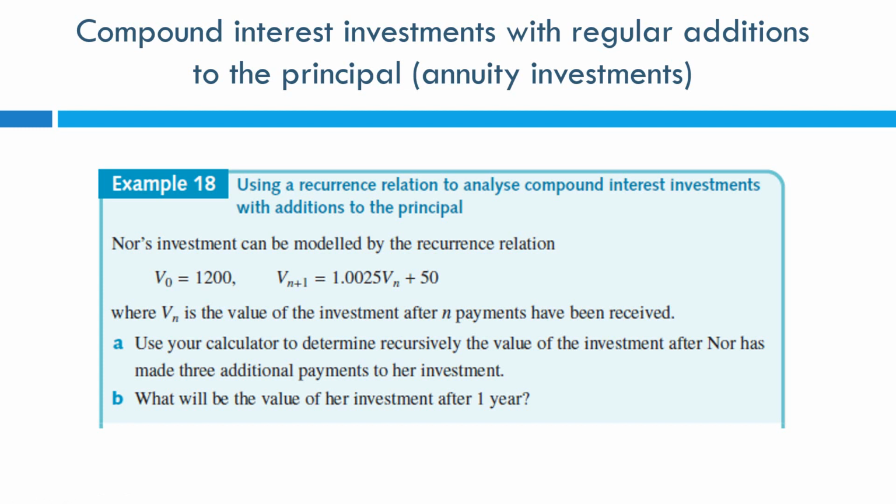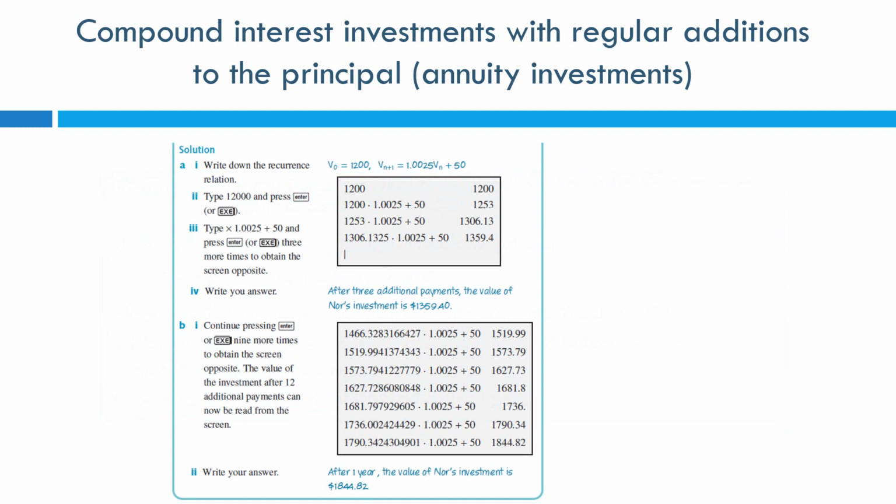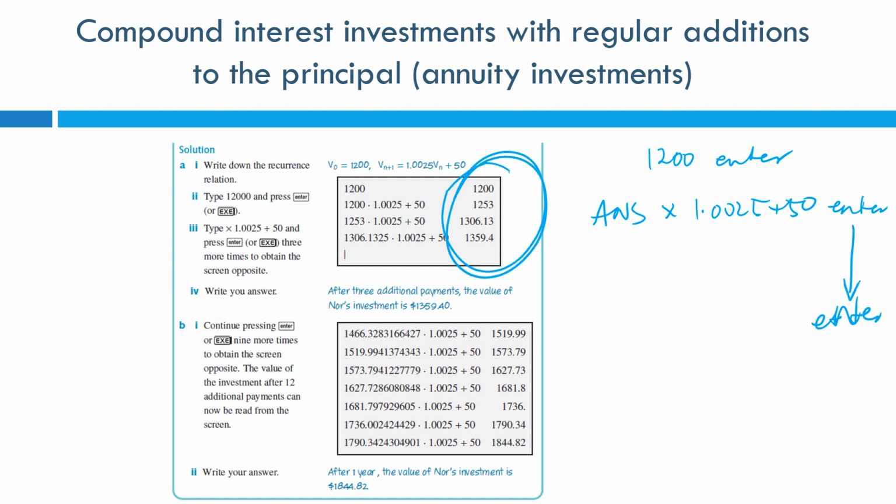Next one. So her investment can be modeled by this relation, which we've worked out before. It says, use your calculator to determine recursively. Again, guys, you've done this before, and then answer the set question. What will the value of her investment be after 1 year? So in order to do that, on your graphics calculator, 1200, enter. Then you do times, so you get your ANS, times 1.0025 plus 50, press enter, and then keep pressing enter until you have this up here.